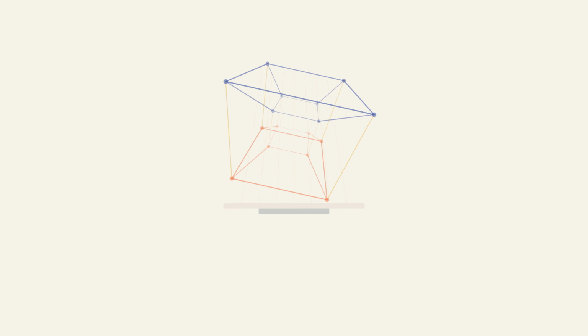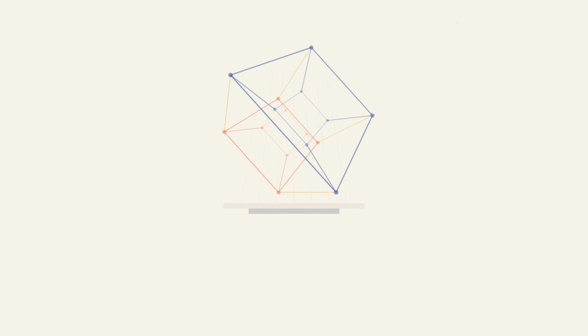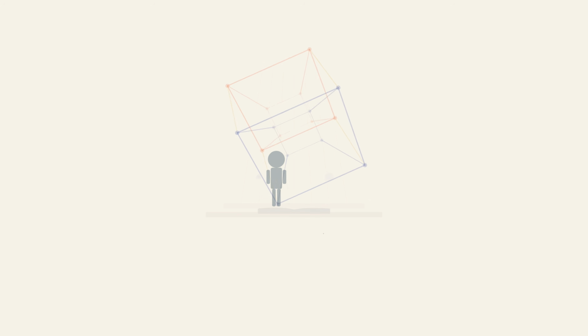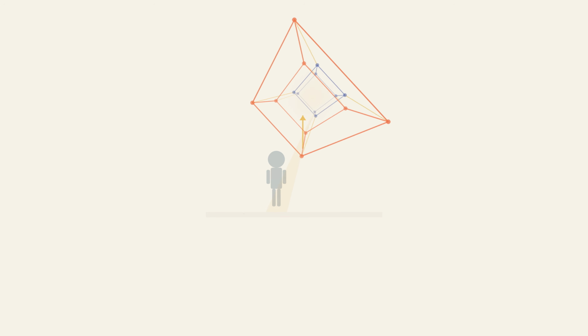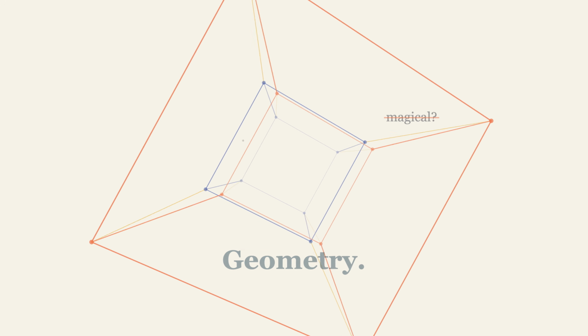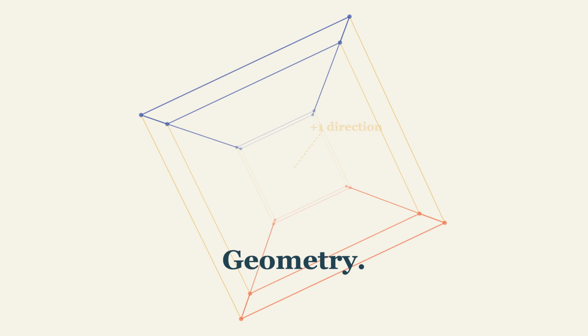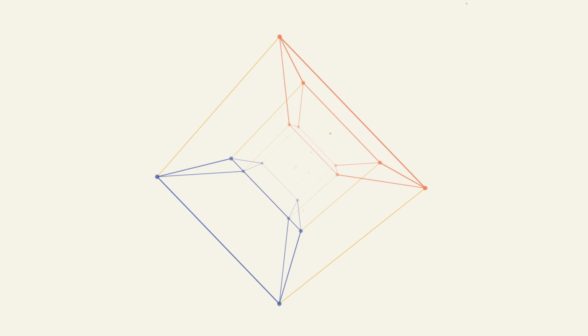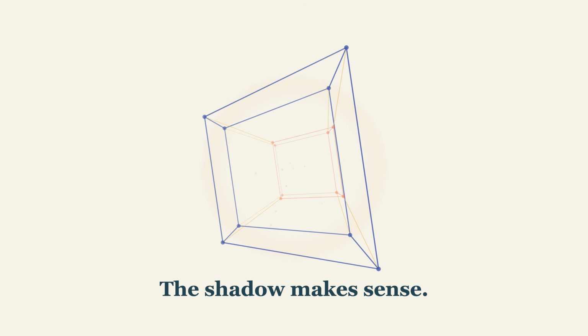And at each step, the projection into the lower world looks impossible. Shadows that fold through themselves, cross-sections that appear and vanish. You've always lived in the shadow. Now you know what's casting it. The 4th dimension is not mysterious. It's not magical. It's geometry, with 1 more direction than you're used to. And once you accept that, the shadow starts to make sense.